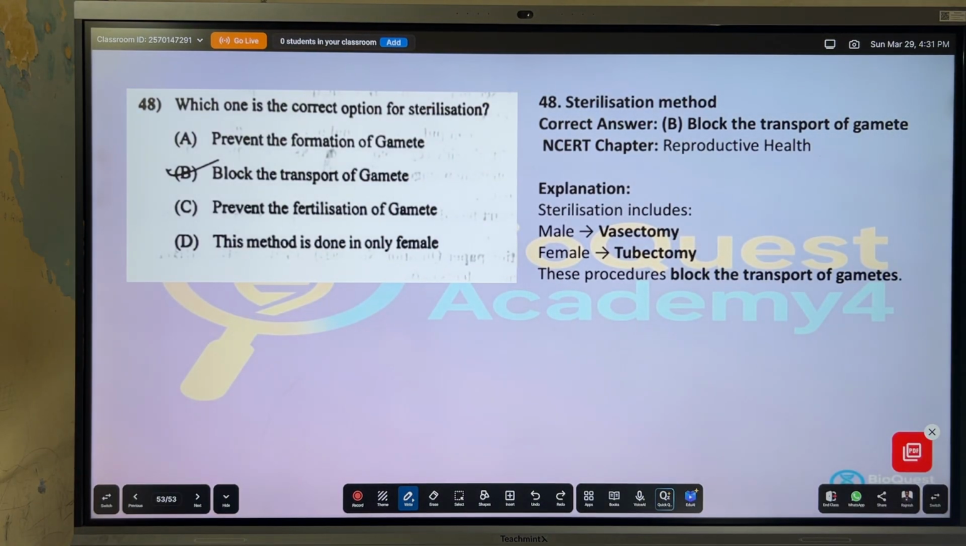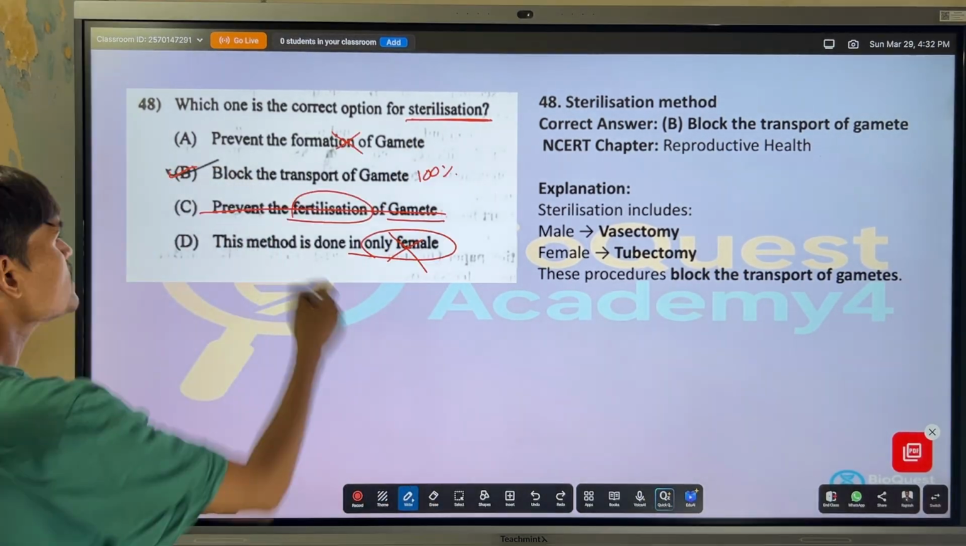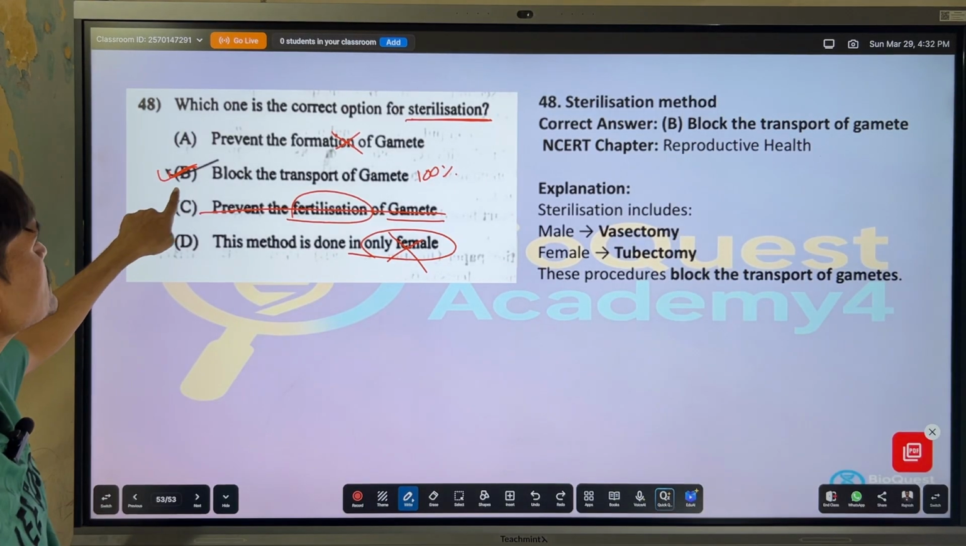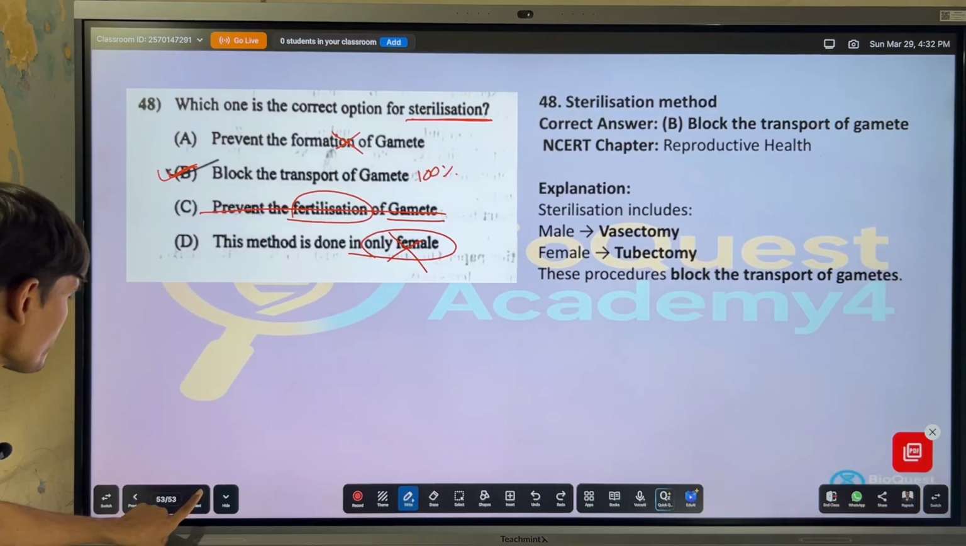Next, 48. Which one is the correct option for sterilization? Now, this is the first one. So, answer is B. Block the transport of the gametes.